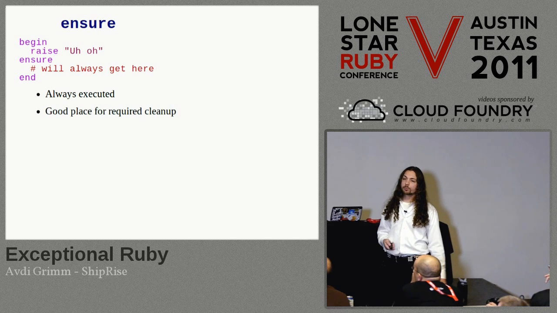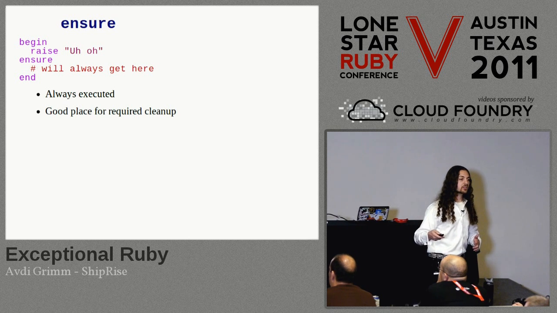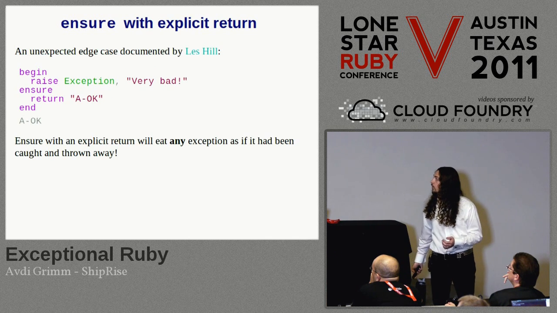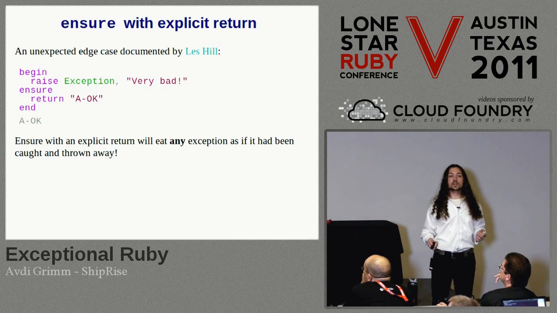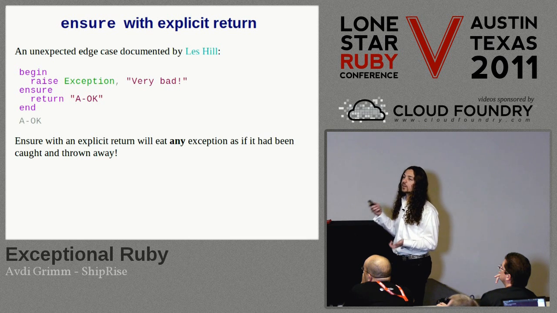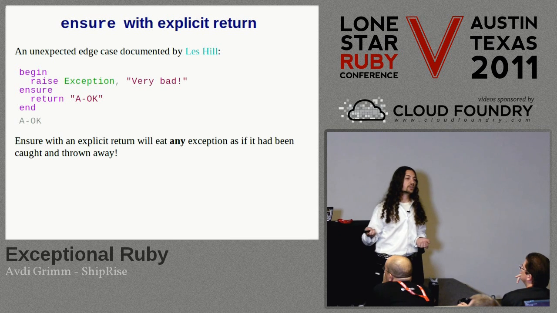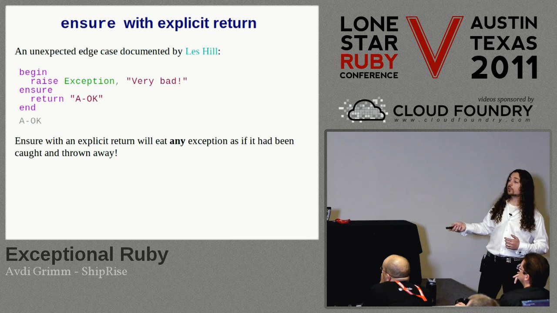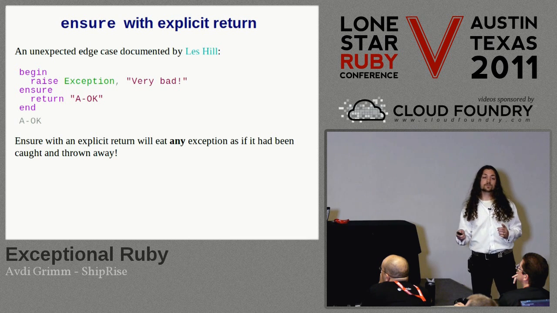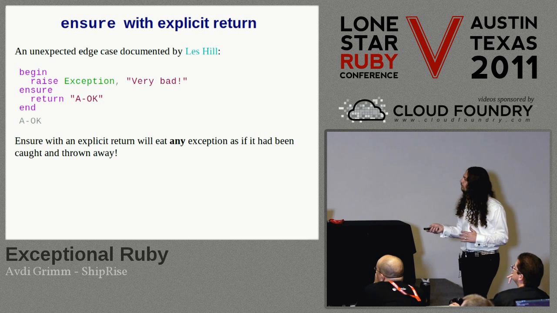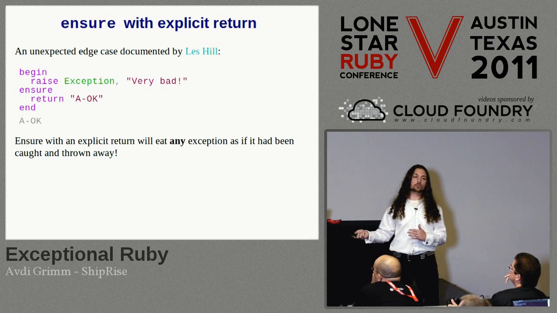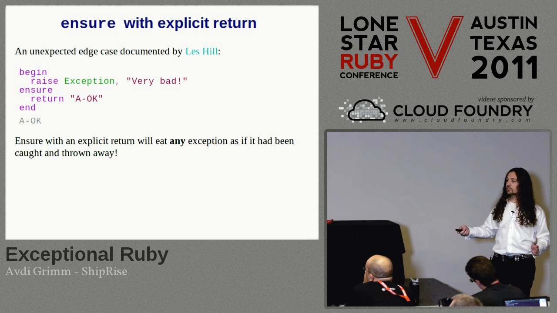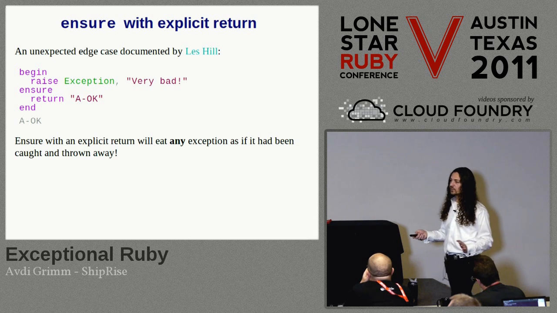Ensure is where we put code that we want to always be executed even if an exception is raised. Good for cleanup. There's a weird edge case that Les Hill documented about ensure, which is that if you explicitly return inside an ensure block, it'll just throw the exception away as if it never happened. This could be somewhat surprising. So my recommendation: just don't explicitly return inside an ensure block.